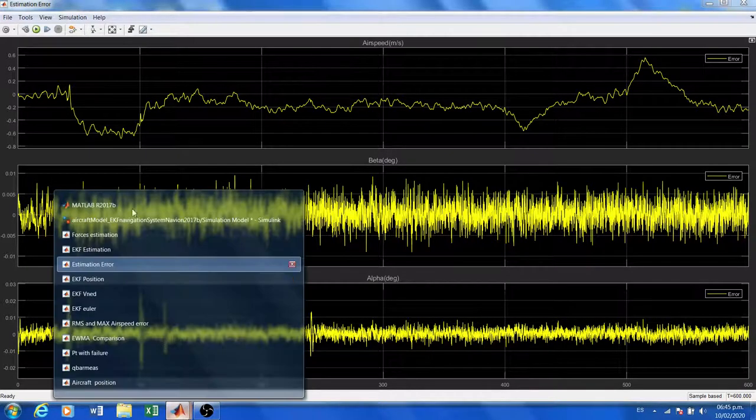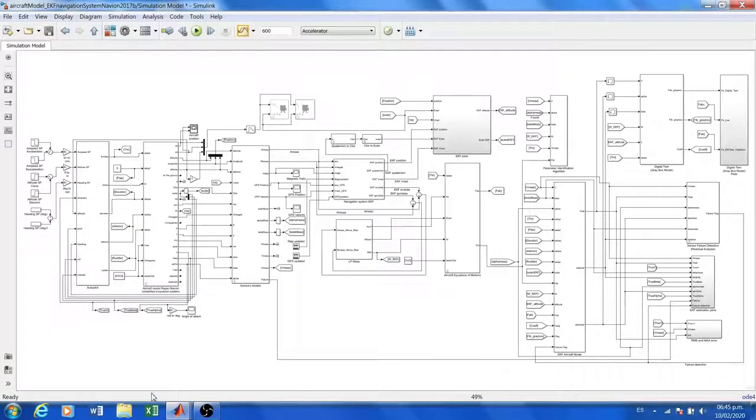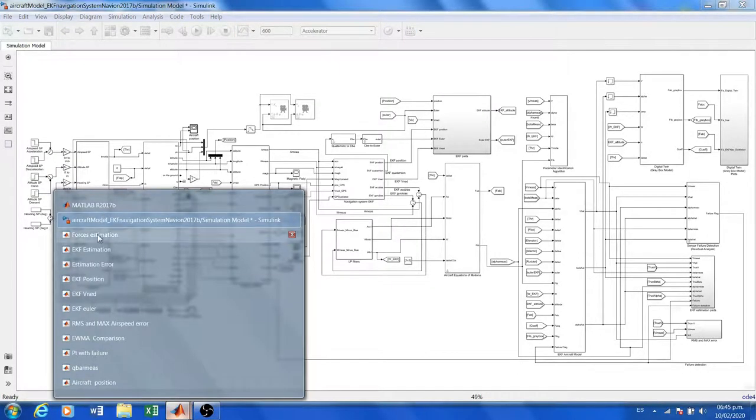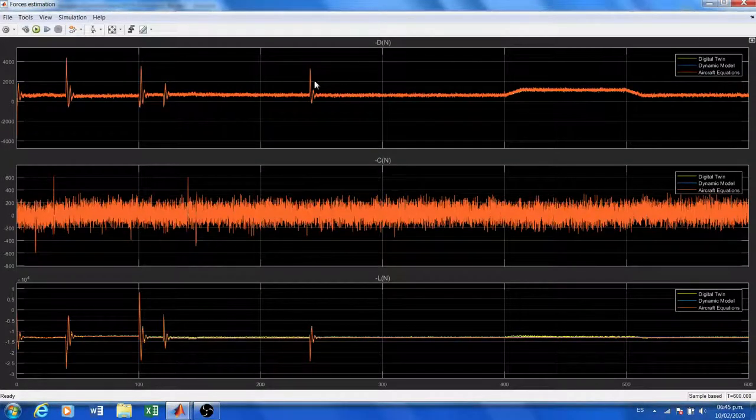Okay, the simulation is over. Now, let's see the digital twin. Look, the digital twin is estimating perfectly. Drag, cross force, lift, it is estimating perfectly. The digital twin model is working perfectly.